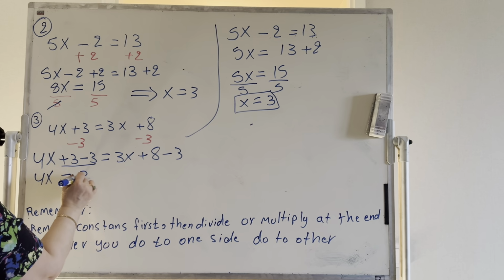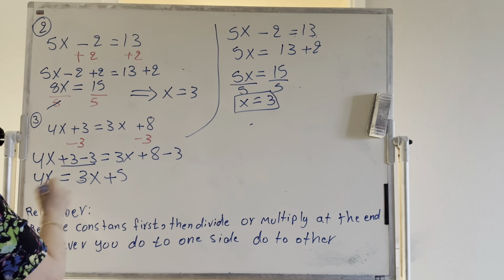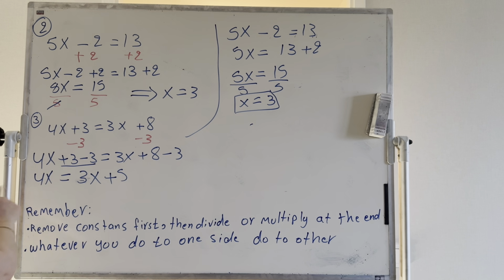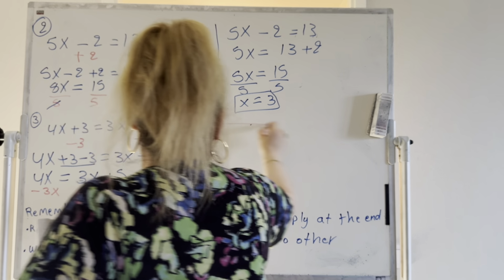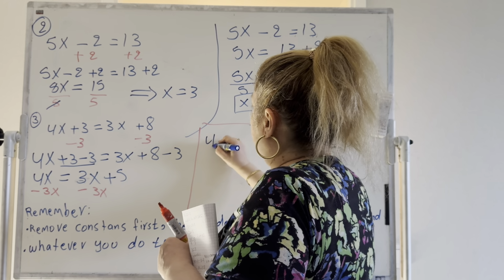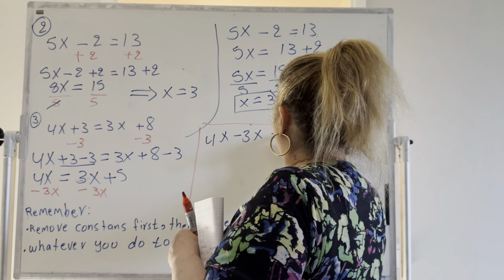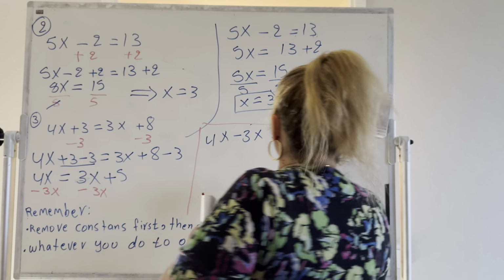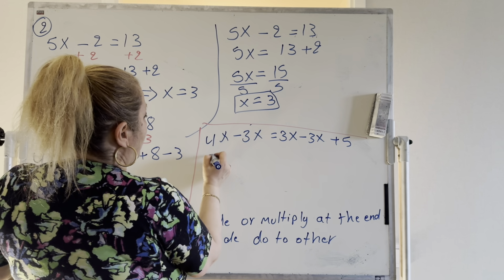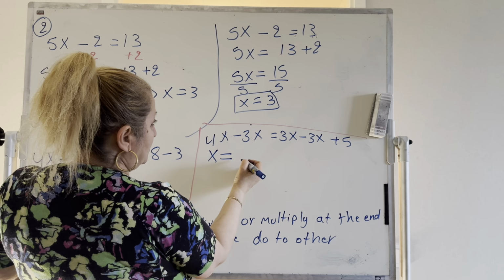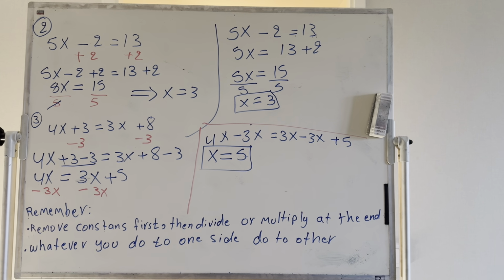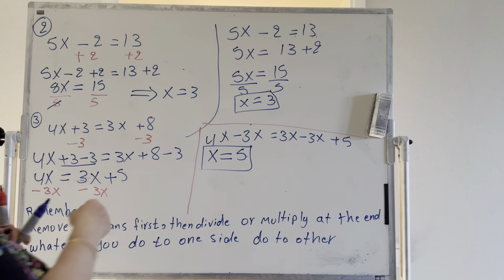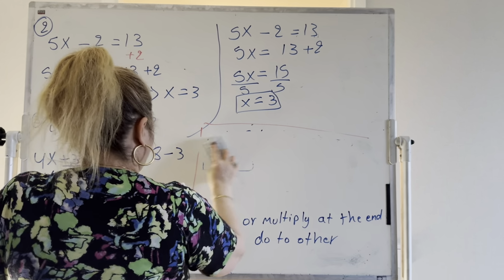Equals 3x, 8 minus 3 equals 5. Then I will move 3x to this side and change the sign, or I will think: minus 3x, minus 3x, and I will continue here. 4x minus 3x equals 3x minus 3x plus 5. 4x minus 3x equals x, 3x minus 3x equals 0, and I have remained just 5, and the answer is x equals 5. I can do it more simply than this.